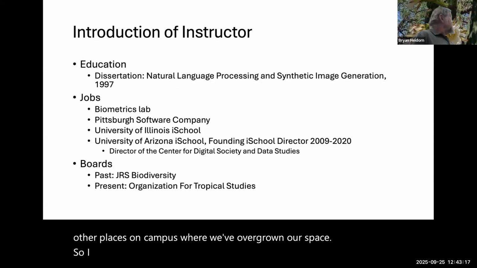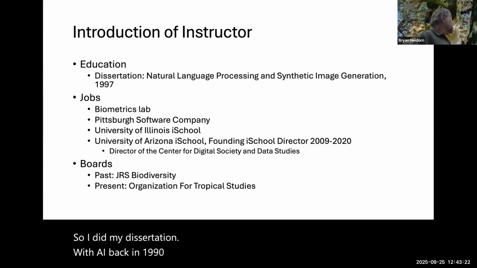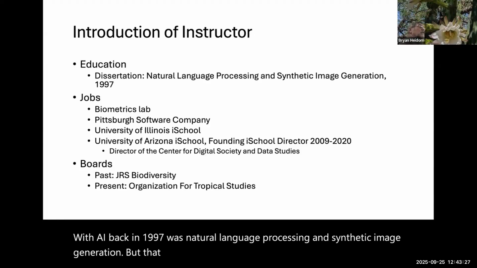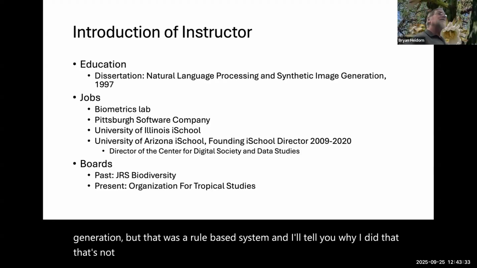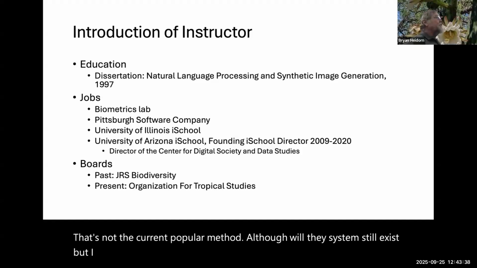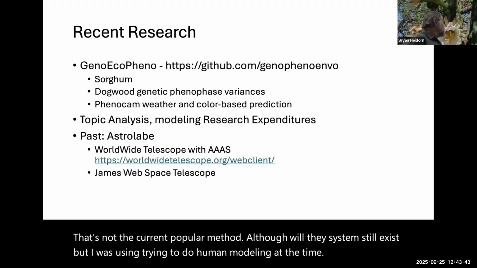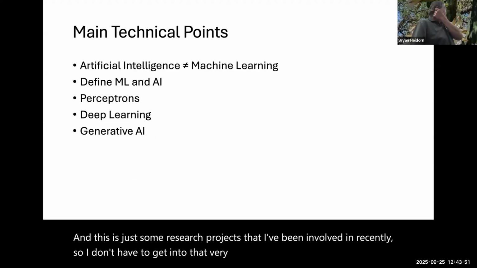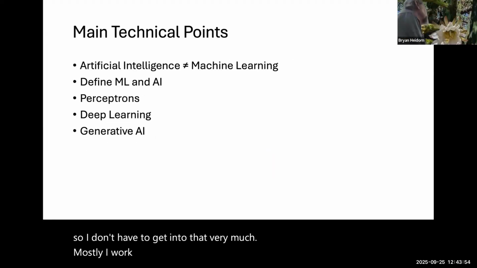I did my dissertation with AI back in 1997, on natural language processing and synthetic image generation. But that was a rule-based system, and I'll tell you why I did that. That's not the current popular method, although rule-based systems still exist. I was trying to do human modeling at the time. This is just some research projects that I've been involved in recently, so I don't have to get into that very much. Mostly I work in biology sort of areas.